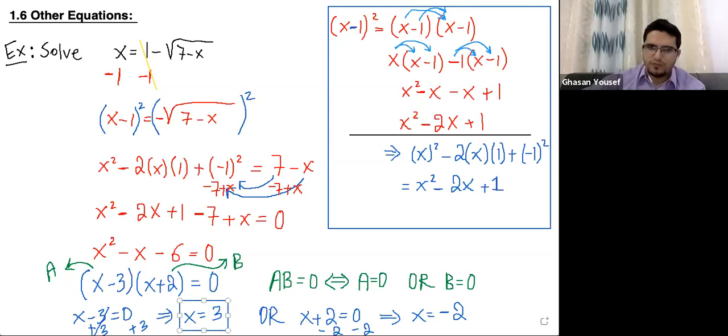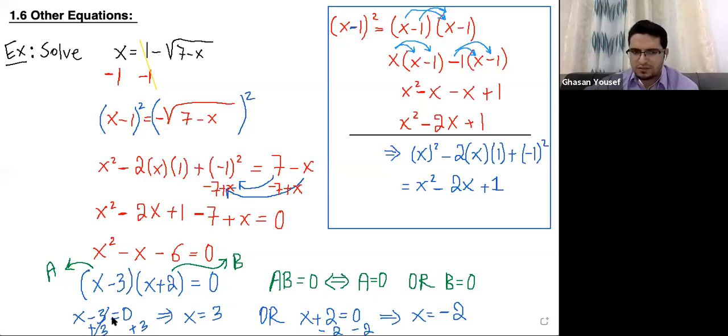But I have to check the answer after that, like last time, right? Laila said a equals 3, b equals minus 2. No, a equals x minus 3 and b equals x plus 2. All of this is my a, all the parentheses is my a. All the parentheses is my b. So a, x minus 3 equals 0, the first parentheses equals 0, or the second parentheses equals 0.